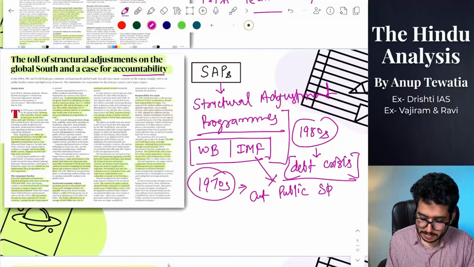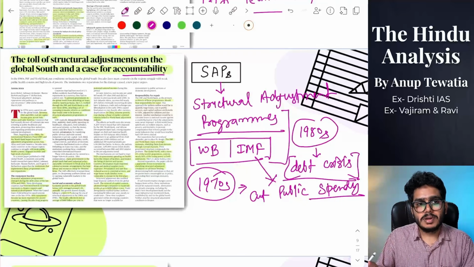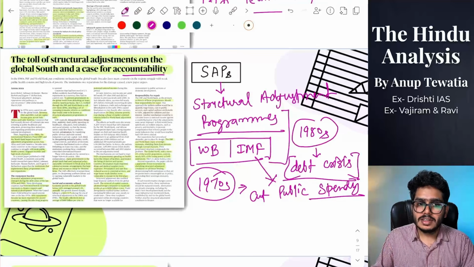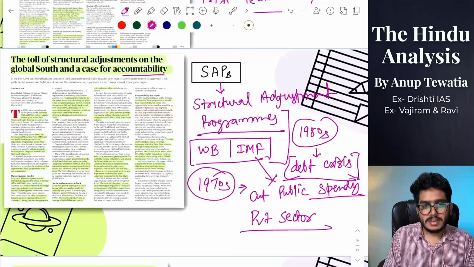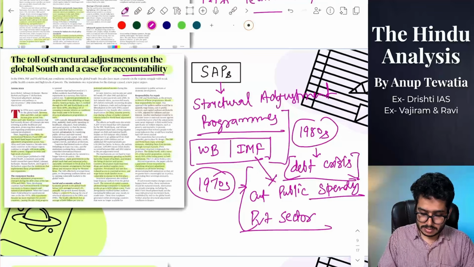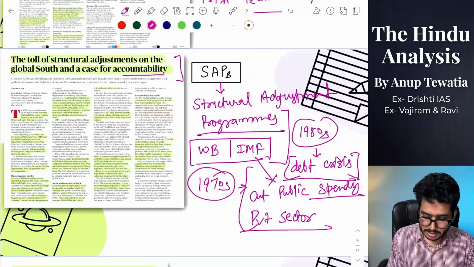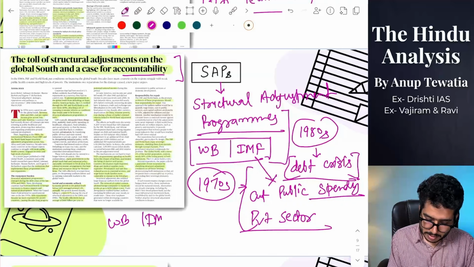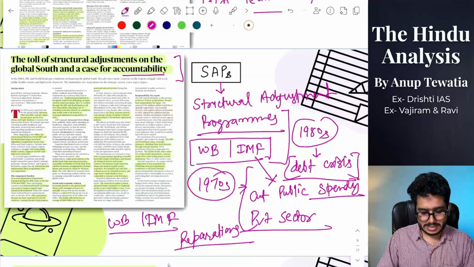public spending. Say, if you are giving subsidies to people for food, you have to stop it. If you are giving good healthcare, you have to stop it and let the private sector handle this. And we all know the private sector doesn't handle this. So that is how the countries are now in a loop. And this editorial talks about how the World Bank and IMF must pay reparations, which is highly unlikely. So this is all about it.